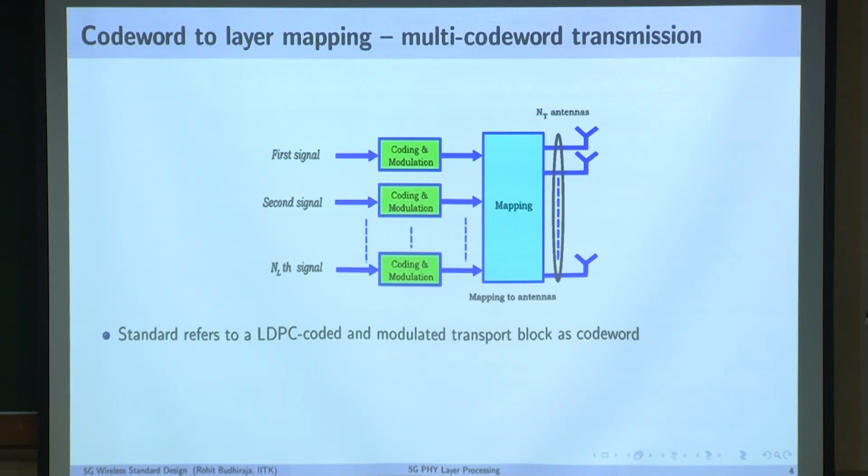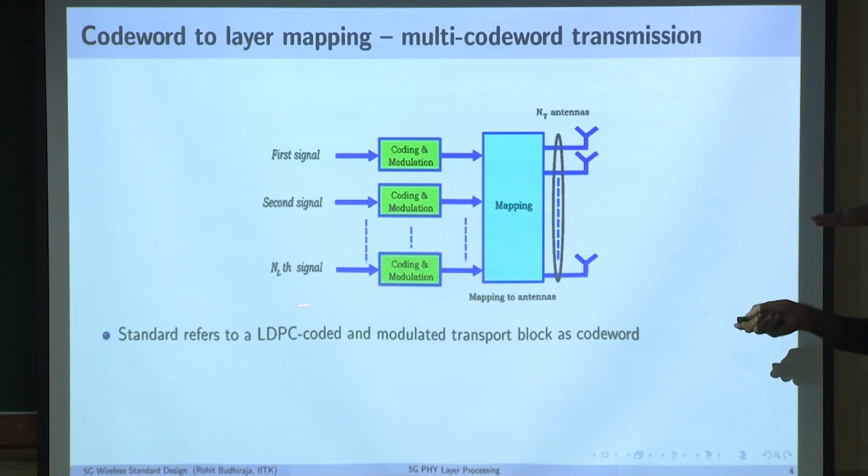Okay, and that's what we are saying. The standard refers to this LDPC coded and modulated transfer block as a code word. So this modulated code word I am talking about, how is it generated? You remember the physical layer chain. Each of these transfer blocks undergoes processing, and then one modulated code word is generated.